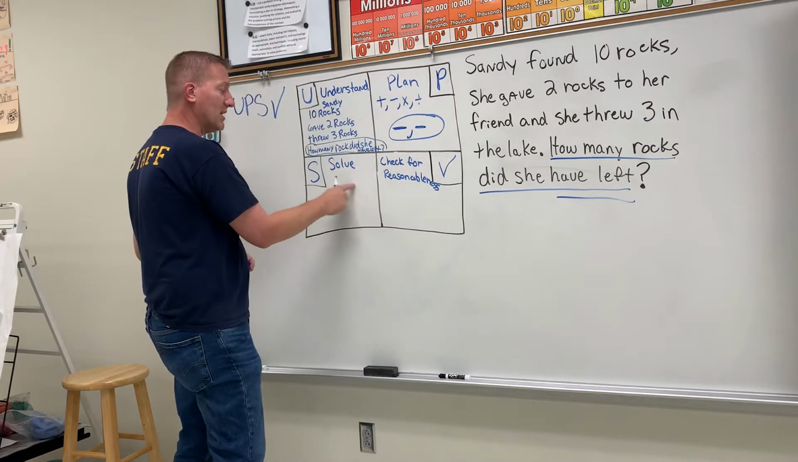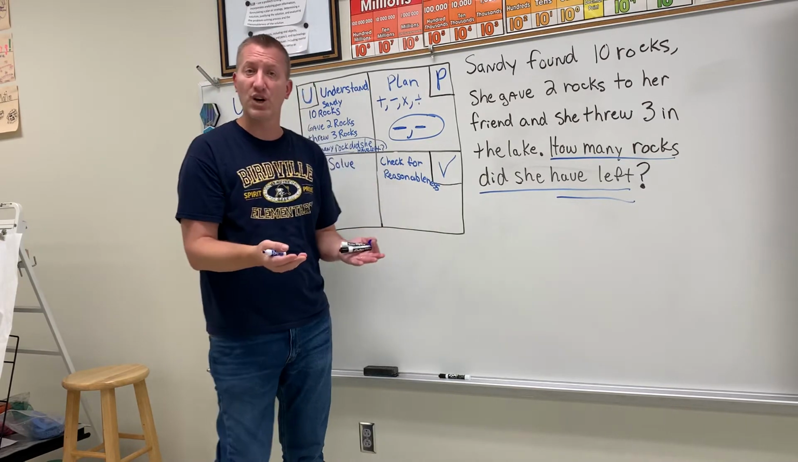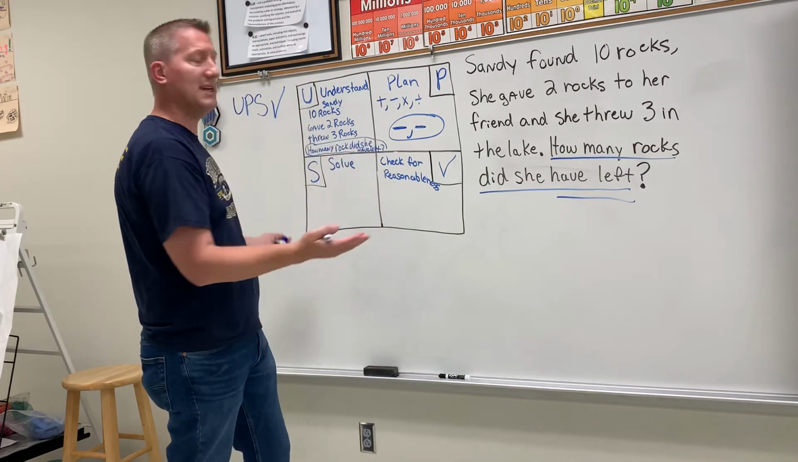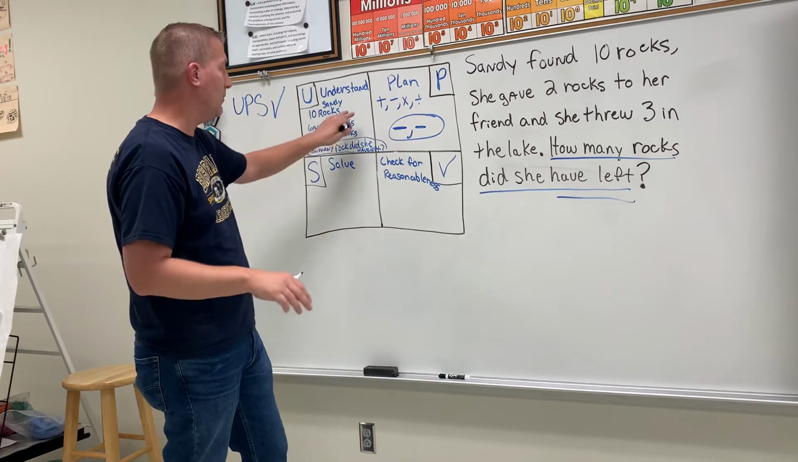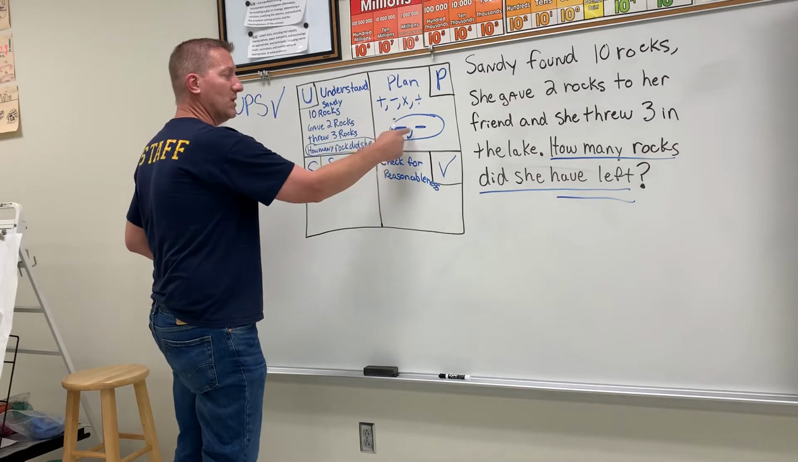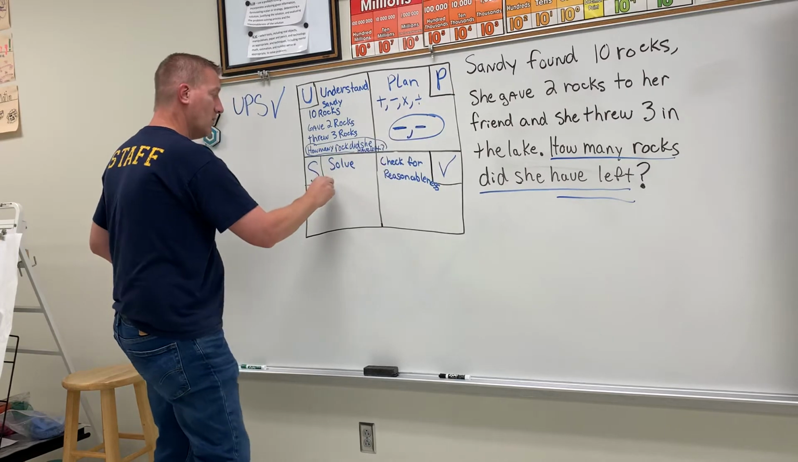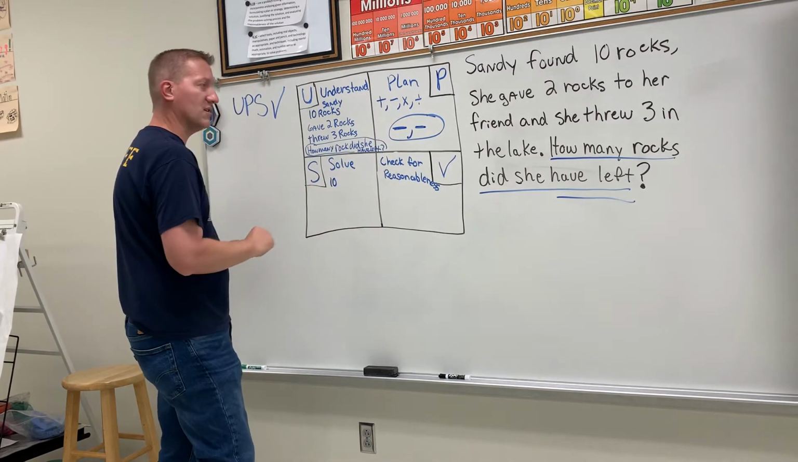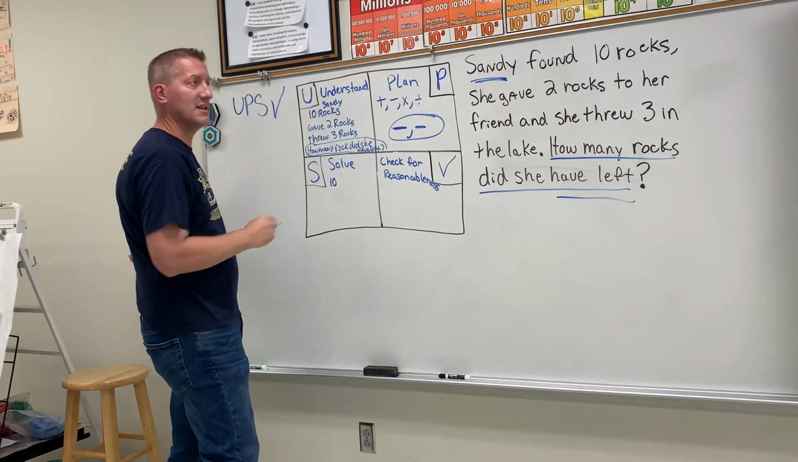So now you're going to come to your solve. That's when you actually work out the problem, because we haven't worked anything out yet. We've done no math yet. We've just did some figuring, and we made our plan. We're going to subtract twice. Okay, so I have 10 rocks, or Sandy has 10 rocks. So Sandy has 10 rocks.